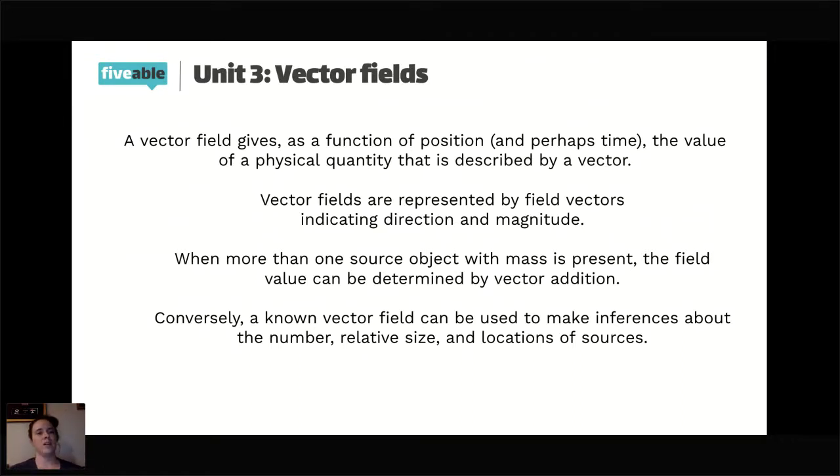And conversely, if you know the field, you can use it to make inferences about the number, relative size, and location of the sources that create that field. So if I tell you that gravity is 9.8 meters per second squared, you can be like, yes, I deduce that that is probably from the Earth because it has the mass and the radius that gives that.